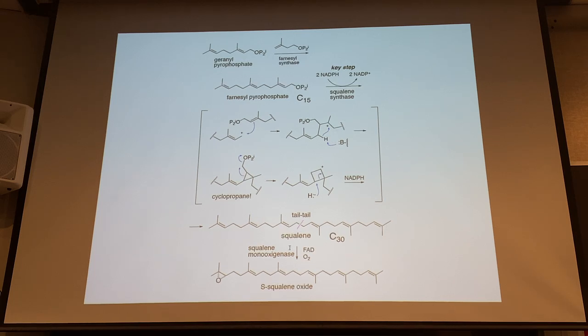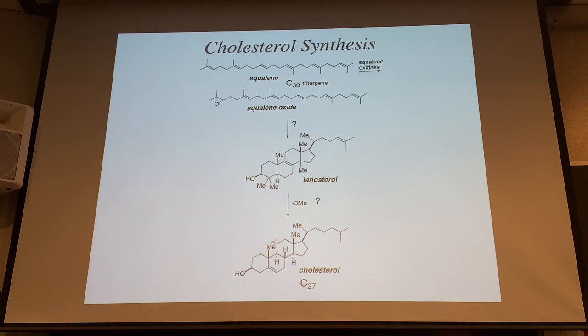This still doesn't look anything like cholesterol, does it? Cholesterol has 4 rings. Where are the rings? Okay, well, we're getting there. This enzyme right here, squalene monooxygenase, puts an epoxide on that one position there. Now we have something electrophilic. And look at this enzyme here called squalene oxidase. And then this enzyme right here will be called lanosterol synthase. This will take this squalene oxide and make this steroid-looking molecule.